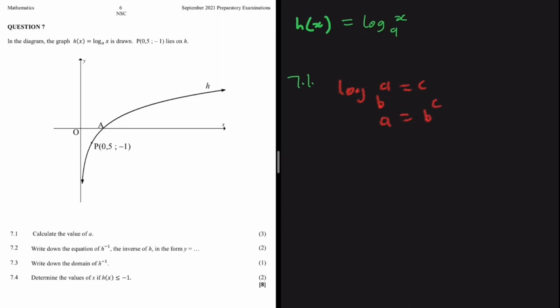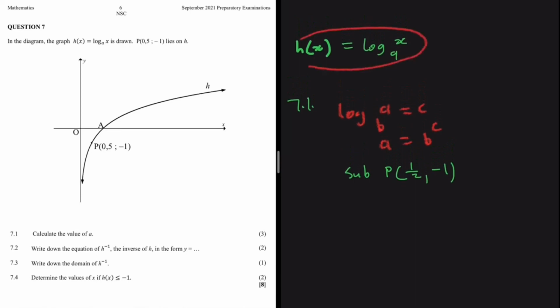So let's do 7.1. We're going to substitute the point on the graph. Point p: the x value is a half and the y value is minus 1. And don't forget we have our equation here, h of x. If we substitute that point in place of y, or h of x, we have minus 1 equals log of, in place of x, a half, and the base is a. Now it becomes extremely easy to find a after you substitute point p.